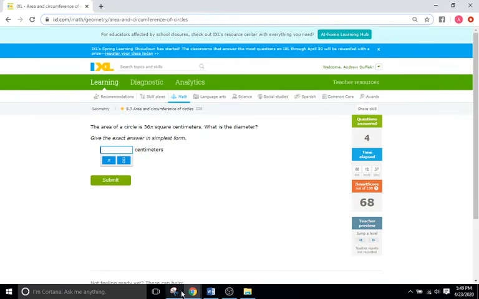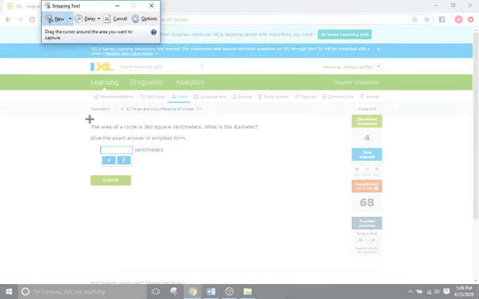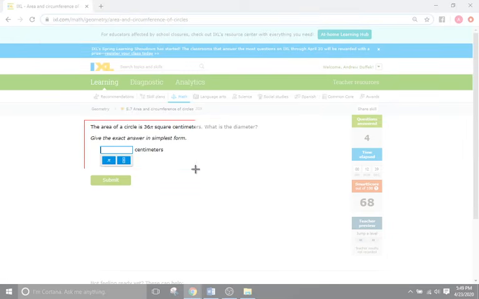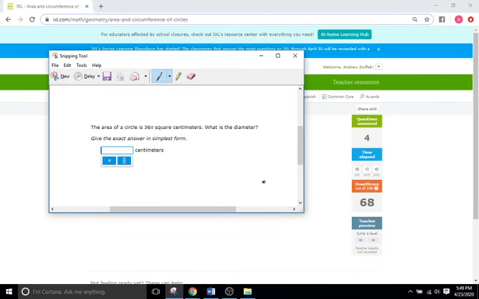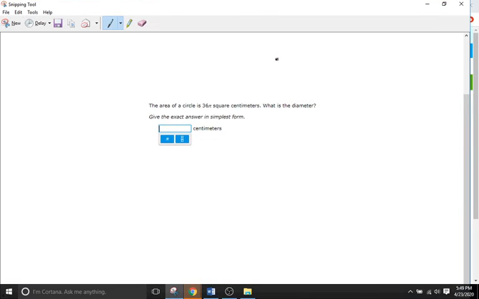Okay, we'll do another practice one here. So this is a word problem, but it's the same problem we just did, except now it's giving you the area. So it says the area of a circle is 36 pi square centimeters. What is the diameter? So we know we're dealing with area, so we're going to write the area formula. A equals pi r squared. And now we're just going to plug in what we already know.